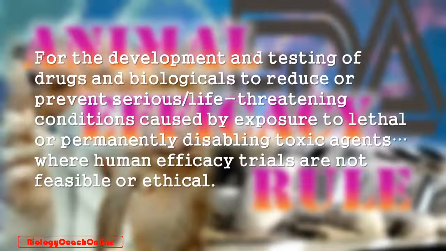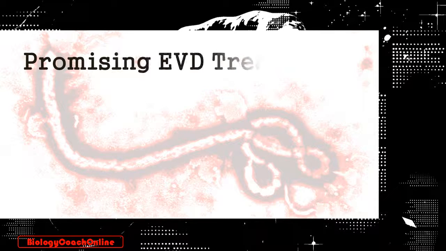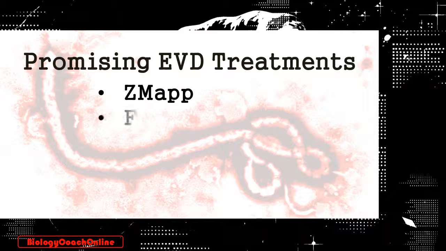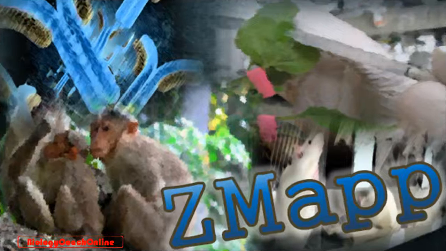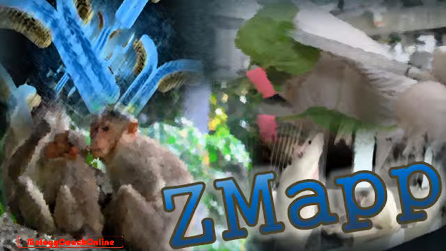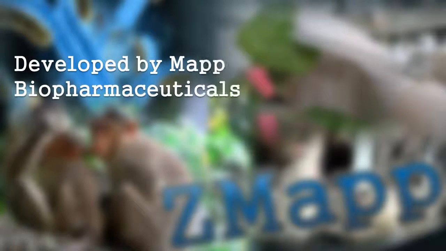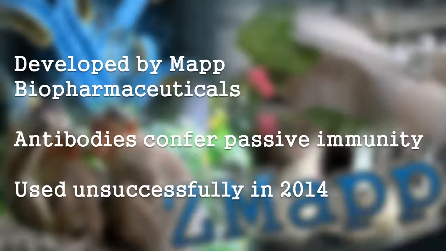So with that in mind, let us consider the following EVD treatments: ZMapp, favipiravir, BCX4430, JK05, and MIL77. ZMapp, named for MAP Biopharmaceuticals, one of the developers of the drug, is a cocktail of 3 antibodies that act to neutralize Ebola virus proteins, thereby conferring passive immunity to the patient. The antibodies were first produced and subsequently harvested from mice. The antibodies were then transfected into tobacco plants for replication.